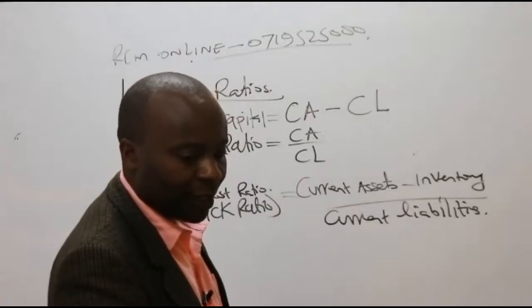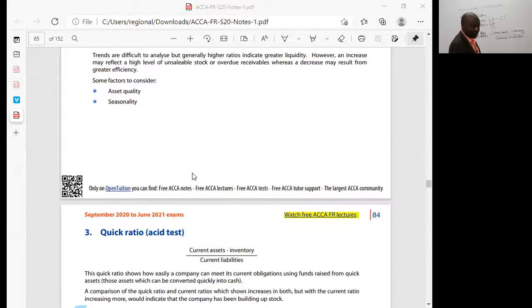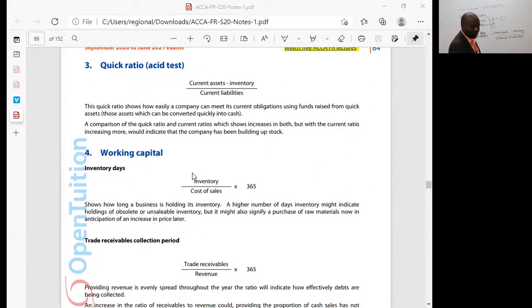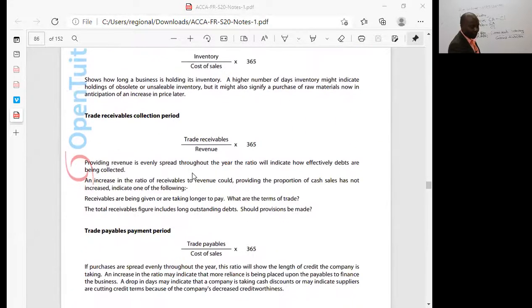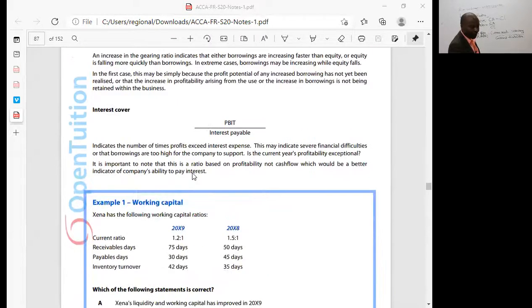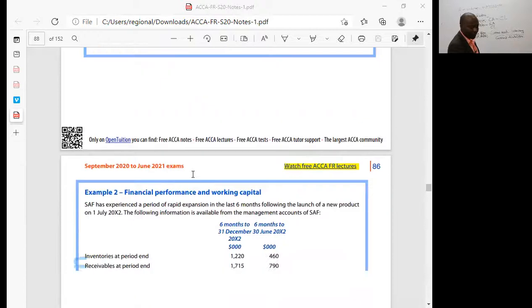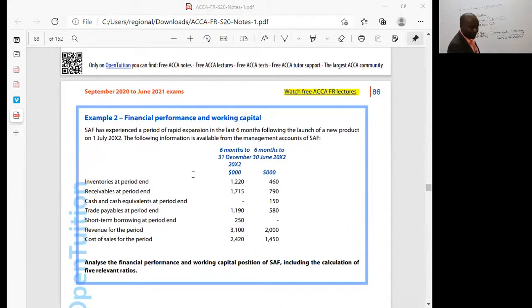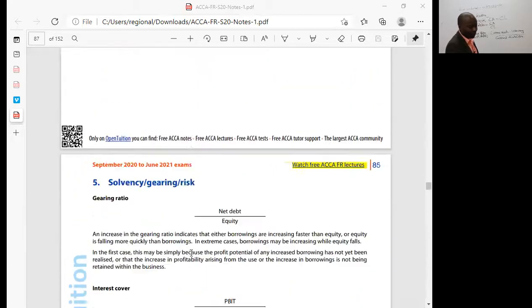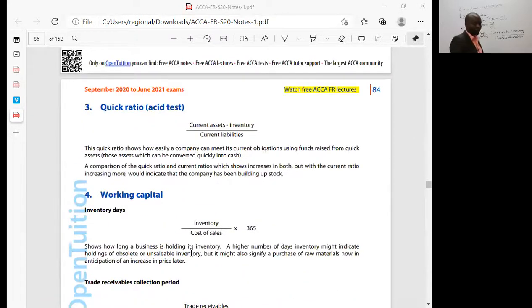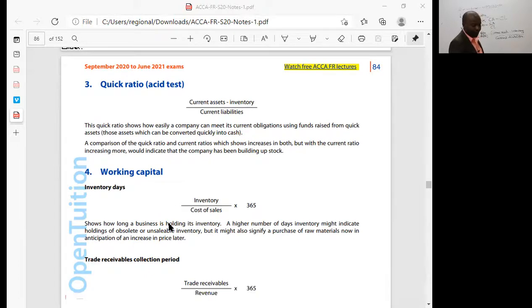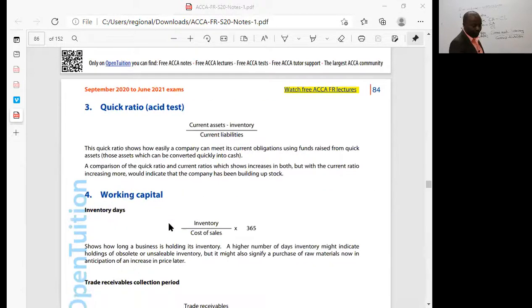So ladies and gentlemen, if we are given this kind of a question, let me get a better one. Before we go to it, let us just exhaust these formulas. We exhaust these formulas to make everything easy.